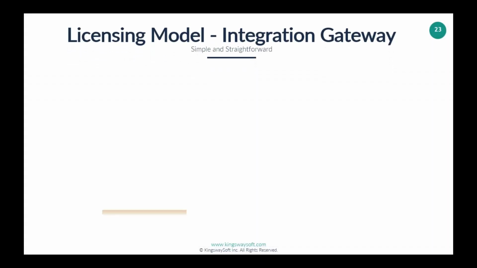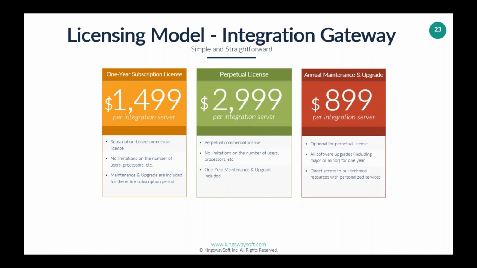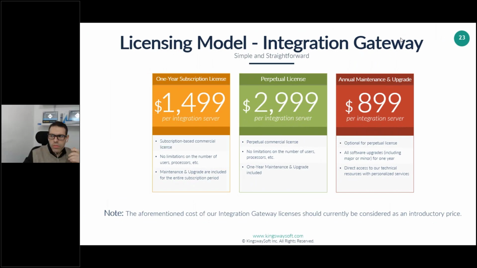However, in terms of the Integration Gateway, if you are interested in real-time integration, it's going to be its own product outside of the Ultimate Edition, and it's going to be $1,499 for one integration server for 1 year, or for a perpetual license, it's going to be $2,999. And of course, similar to other licensing models, with the perpetual license, you should pay the annual maintenance of $899 to be eligible for future updates and versions. However, the cost of the Integration Gateway licenses should be considered introductory prices for the time being.